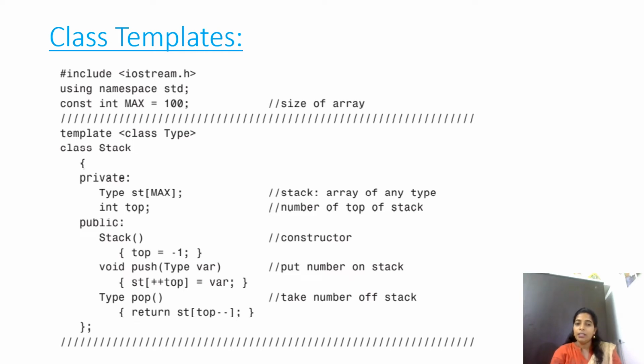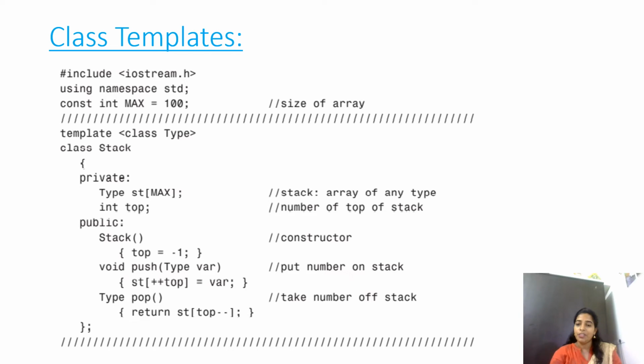So under type, st max. That means here, instead of int or float or double or long, we are just declaring it as type. So again we are using the keyword type. This indicates that we can substitute any type there. So int is possible, long is okay, double is okay, character is okay, anything is possible. Okay, next in the top, because this represents the top of stack.